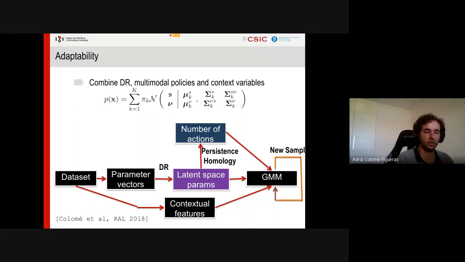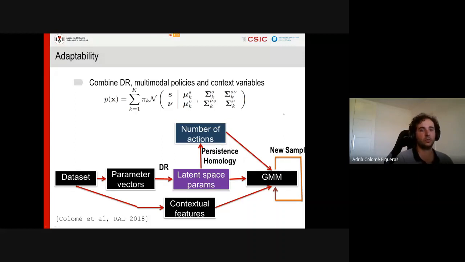In our case, we used one called persistent homology, which is a computational topology tool. And we would find the number of actions in the data set, and then, with knowing the number of actions and having these new values of the latent space and the contextual features, we would build the Gaussian mixture model. And this Gaussian mixture model will be able to generate new samples and evaluate it, and then update the model.